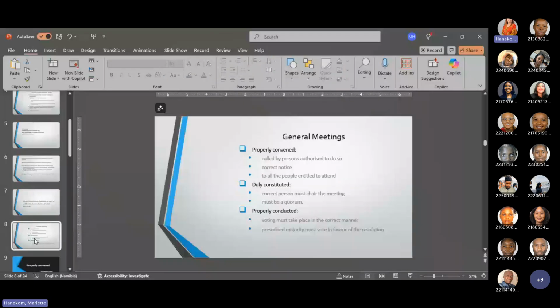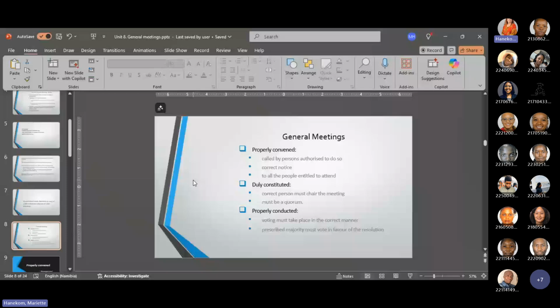And in order for a resolution to be valid, there are 3 steps. Firstly, the meeting must be properly convened. Secondly, the meeting must be duly constituted. And thirdly, the meeting must be properly conducted. And these 3 steps fall in a particular sequence. You cannot conduct the meeting before it has been convened.